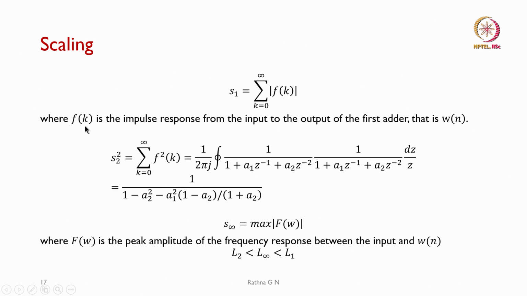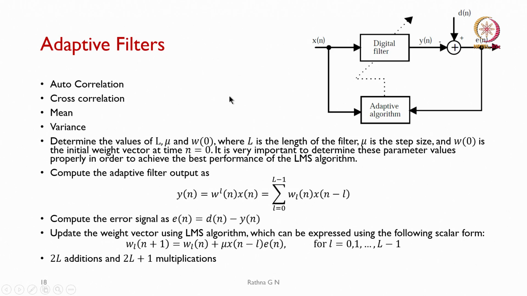Okay. So, we say that f of k is the impulse response from the input to the output of the first adder. So, that is W of 1, we take the magnitude of it, and you have to do summation and then calculate your scaling factor in this. So, later on we went on to discuss adaptive filters.